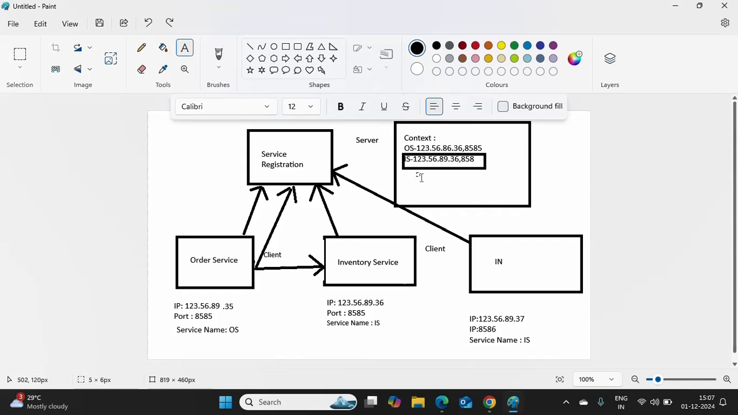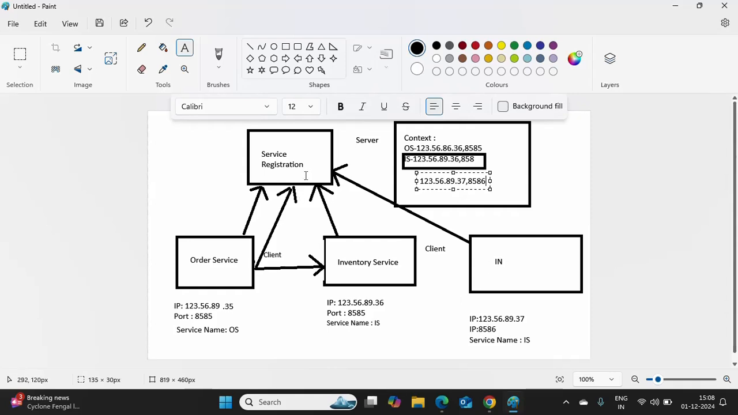That means now our service registry has the information of two servers for the inventory service. We have the inventory service, but it is deployed on two systems. That means we have two instances, so it has that information now. The IP is 156.89.37 and the port is 8586. Either you can use the same port, here I'm using 8585. Why? Because these are running on different machines, that's why we won't get any port issue. Okay, so it is running on 8586.